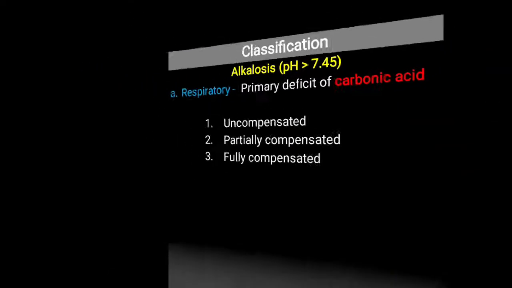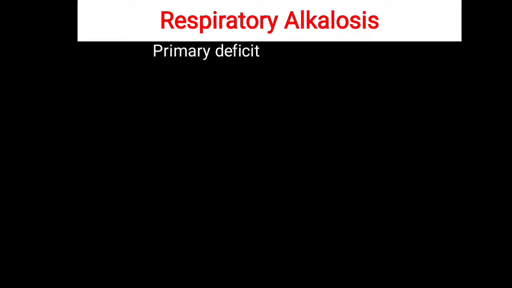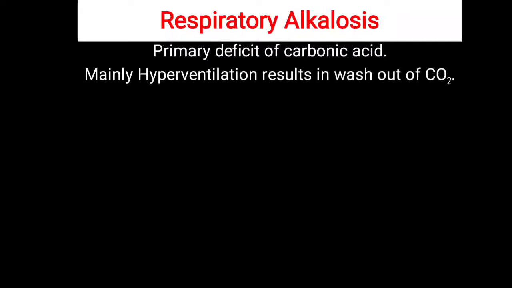Now we will talk about respiratory alkalosis in detail. First, deficit of carbonic acid. Carbonic acid is H2CO3. It is made up of H2O, water, plus carbon dioxide. So it is produced by the combination of carbon dioxide with water. Whenever there is hyperventilation, meaning respiratory rate and depth are increasing, that will result in washout of carbon dioxide from our body. Due to washout of carbon dioxide, the carbonic acid concentration will decrease.